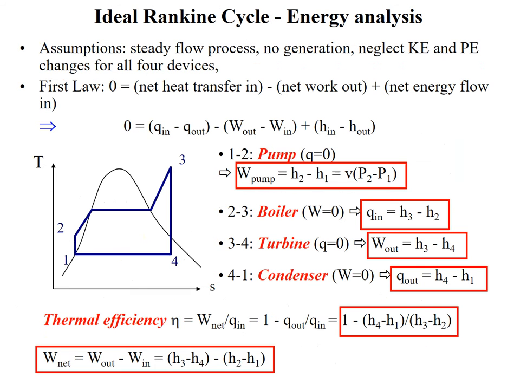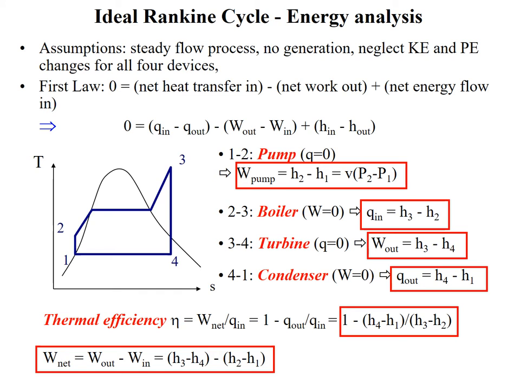Using superheated vapor can also increase the thermal efficiency. You can see here, we derive the thermal efficiency for a steady flow process, with no heat generation, neglecting kinetic energy and potential energy for all the devices. From the first law, net heat transfer in minus net work output plus net energy of the flow is equal to zero. Net heat transfer happens in the boiler and condenser, so Q in minus Q out, and net work output involves the turbine and the pump.